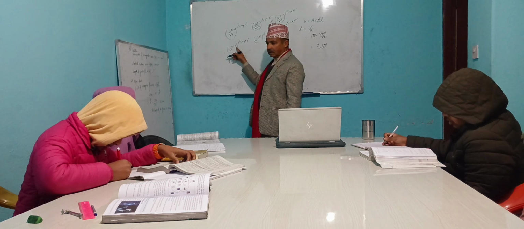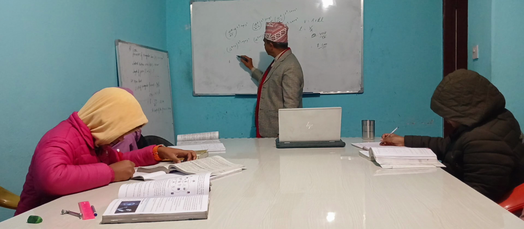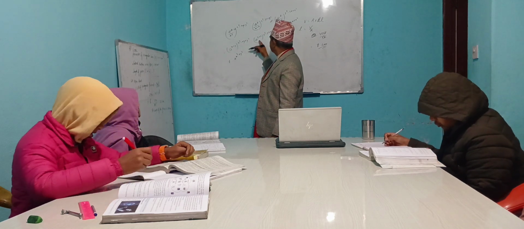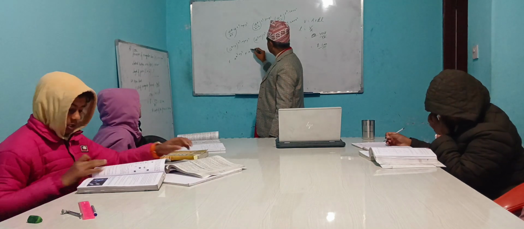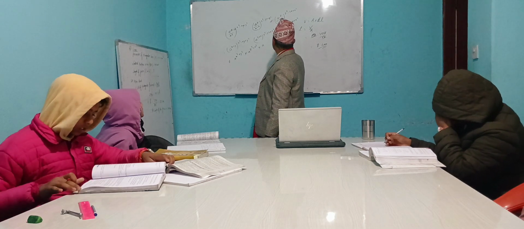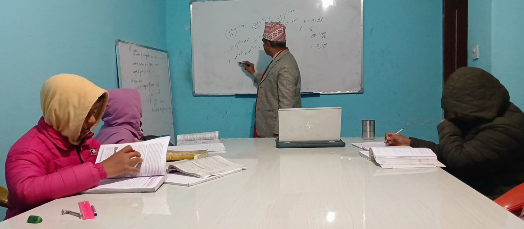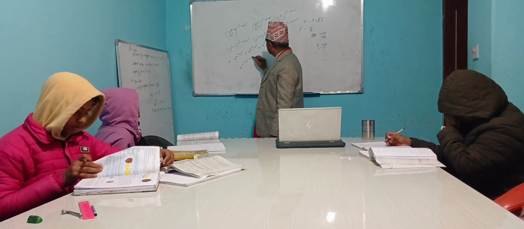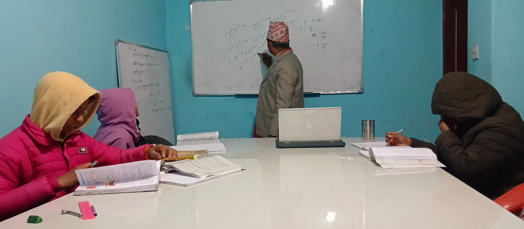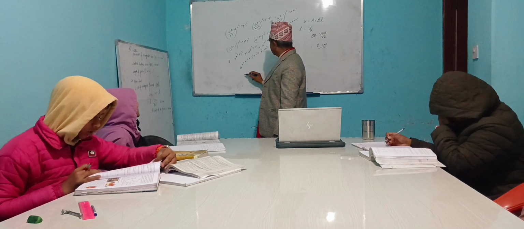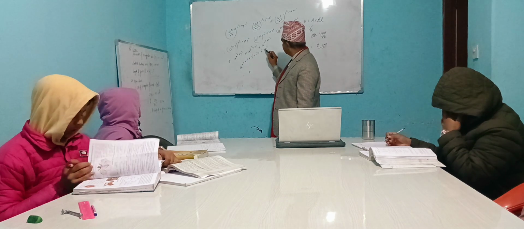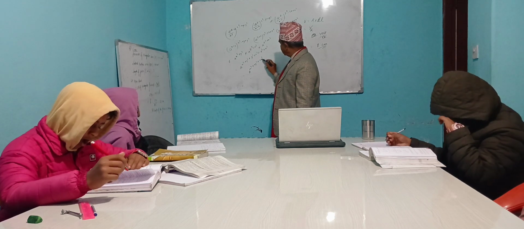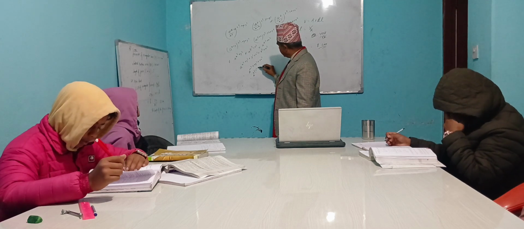Look at this. A plus B multiply A square minus AB plus B square, then it will be A cube plus B cube. Then here, y plus z, y square minus yz plus z square means z cube. So x cube plus y cube plus z cube. Then what does it come? 2x cube plus 2y cube plus 2z cube. We can take 2 common: x cube plus y cube plus z cube.